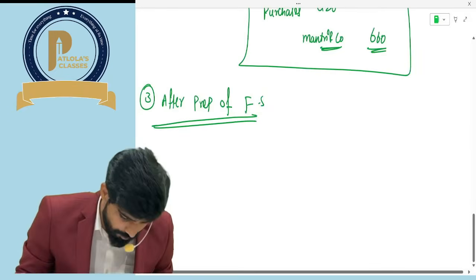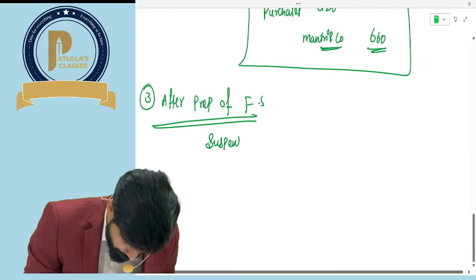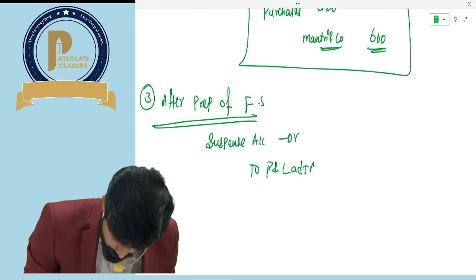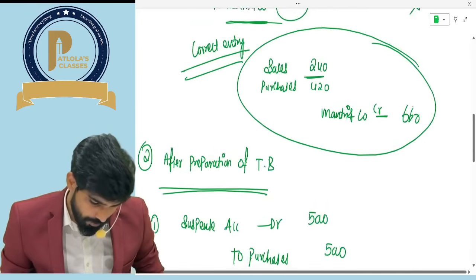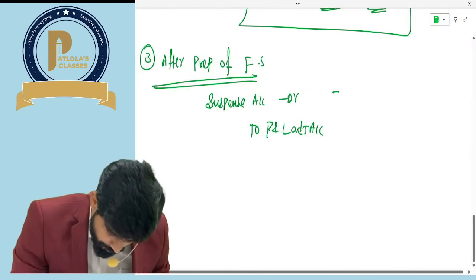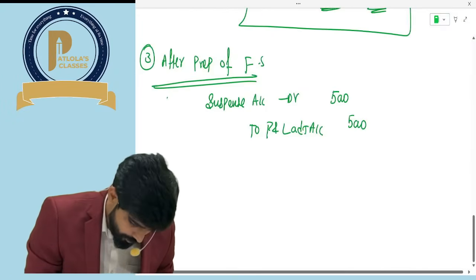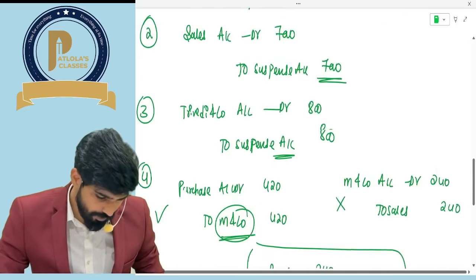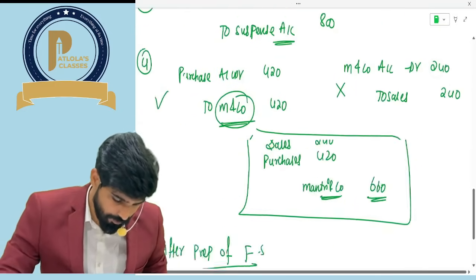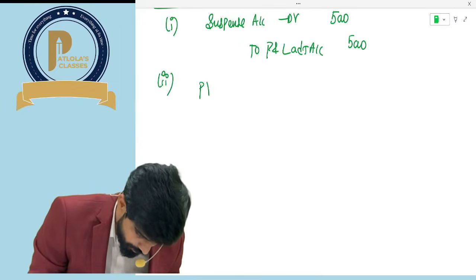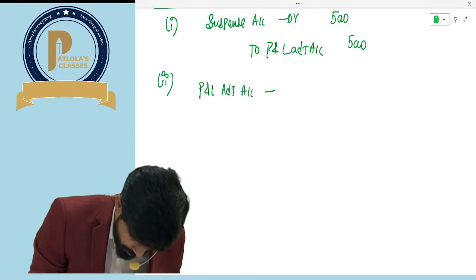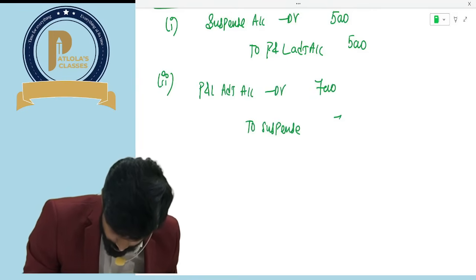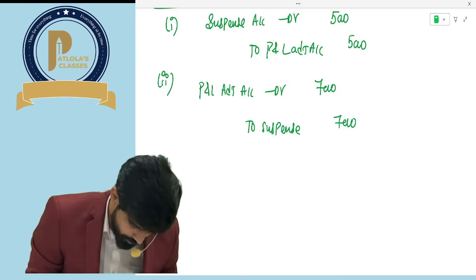So the rectification entry will be suspense account debit to P&L adjustment account. How much will be the amount? Amount will be 5,000. Next, second case. Second case is also very simple. Wherever sales is there, we are going to use the word P&L adjustment. So it will be P&L adjustment account debit to suspense. How much? 7,000.